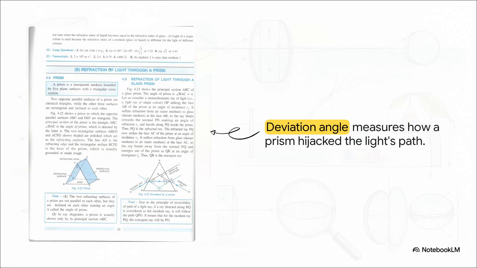Notice that angle marked with the little Greek letter delta in the upper right corner? That is the angle of deviation. By tracing the original intended path of the light forward and the newly altered path backward, we can measure the exact degree to which the prism bent the light away from its target.